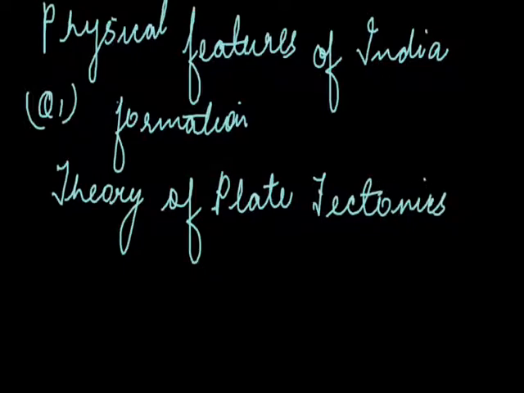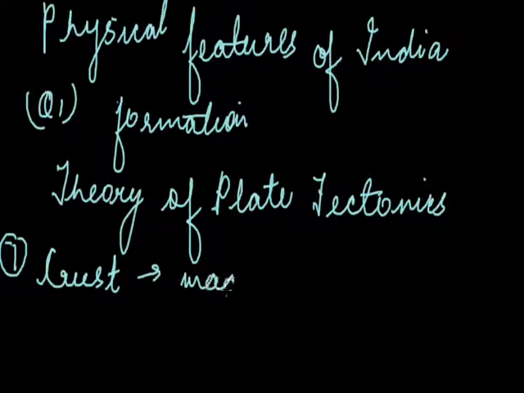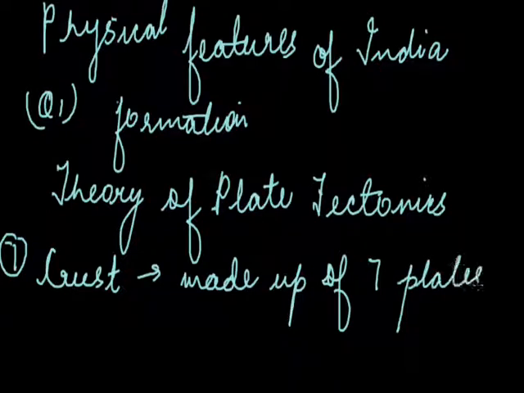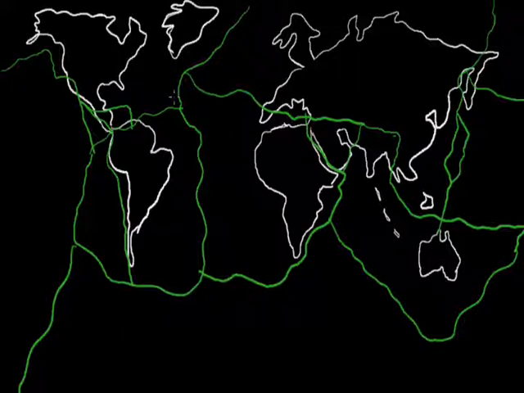In this, we first study that the crust is made up of 7 plates. This is the present situation of the continents and the oceans of the world. Initially, this was not the original position of the continents or the ocean bodies. Initially, we studied that the whole of the continents was a united, single land mass known as Pangaea. You all might have heard what Pangaea is.